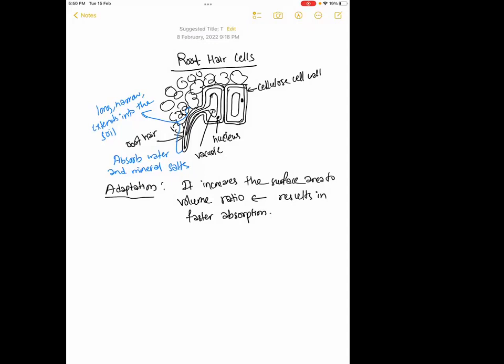The cell surface membrane controls the water potential of the cell sap. The cell sap has a lower water potential than the soil solution, causing osmosis to take place, okay? So these are a few points that I want to note.